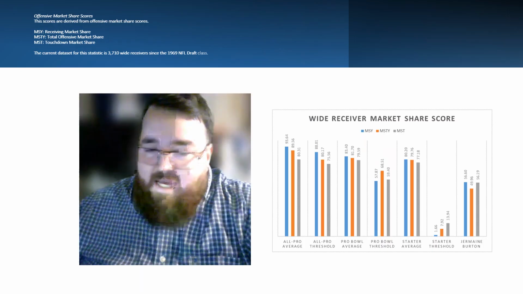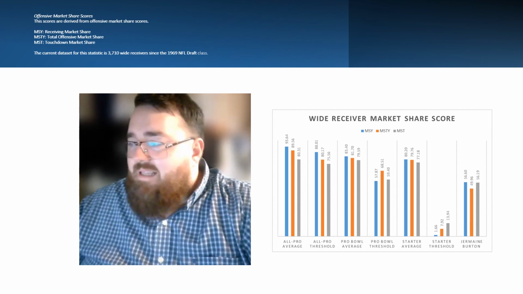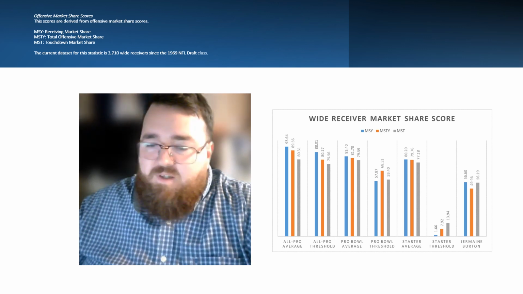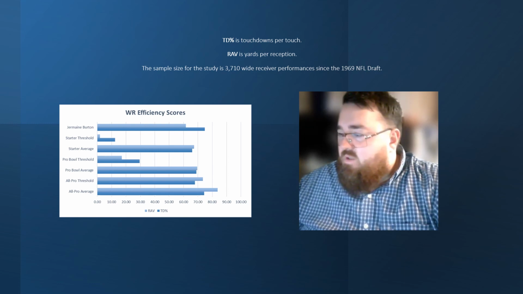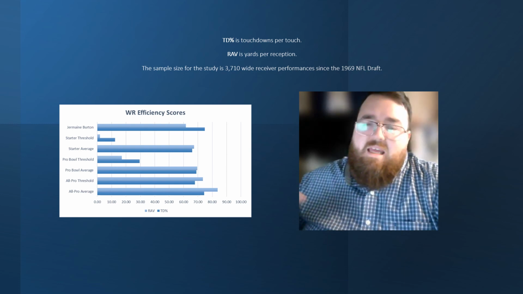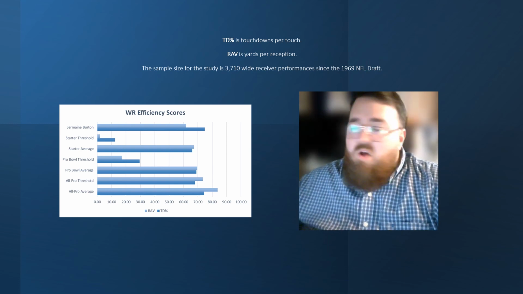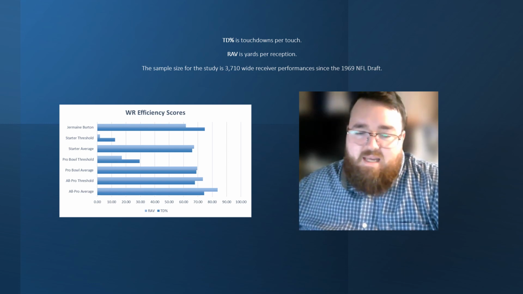Taking a look at his data, his market share production scores were above average, but not exactly elite or close to the starter averages, which is not what you want to see. He did have great efficiency scores, though. He had a 60 percentile yards per reception score and a really great TD percentage. So he didn't have the best market share production, but he did have very good efficiency scores, which is a positive thing to see out of him.